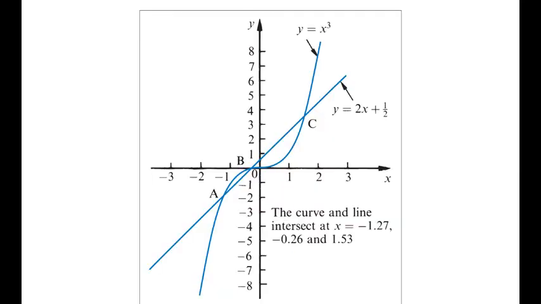Similarly, we could find with a cubic and a straight line, we could find their intersection. We could read them off the graph if we had an accurate enough graph, and you can see there the answers have been given. That x is negative 1.27, x is negative 0.26, and at about 1.5.